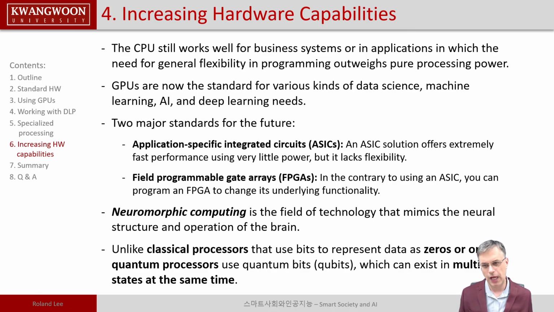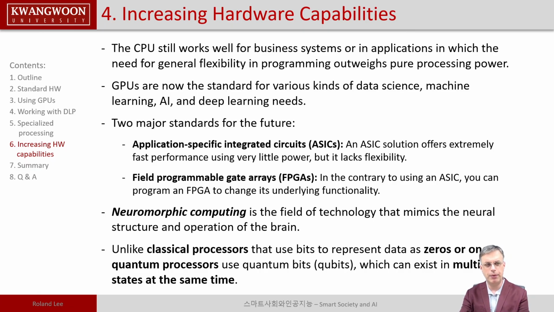So, application-specific integrated circuits, ASICs. An ASIC solution offers extremely fast performance using very little power, but lacks flexibility at the same time. You can find an example of an ASIC in the form of a TPU as well.